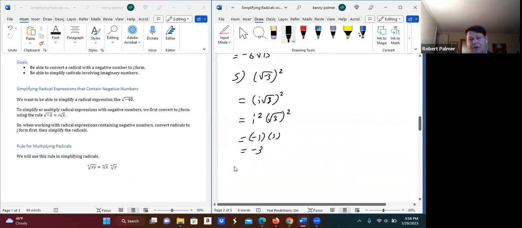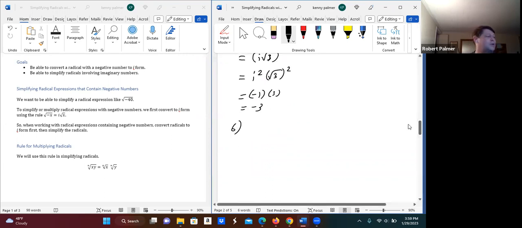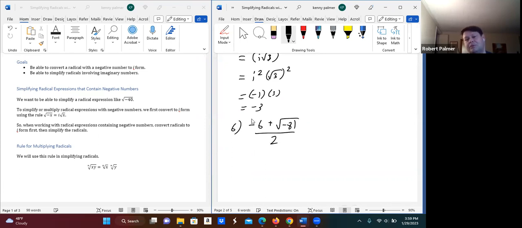Okay, let's look at our last example. This is going to be a bit different, and this is the kind of result you often get when solving a quadratic equation using the quadratic formula. Negative 6 plus the square root of negative 81, over 2. Once again, this is the sort of thing you often get when solving a quadratic equation using the quadratic formula. So once again, simplify and put it in i form first. So I have negative 6 plus i times the square root of 81, over 2.